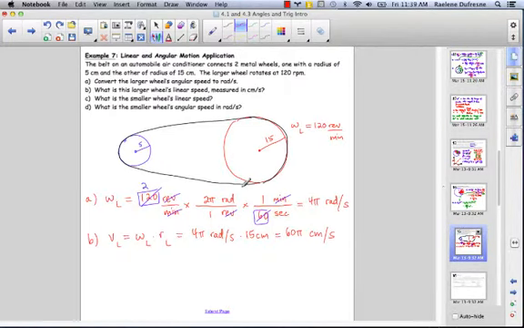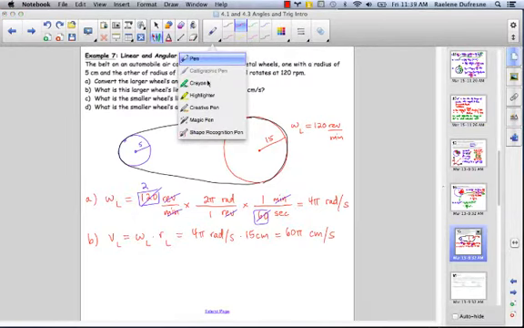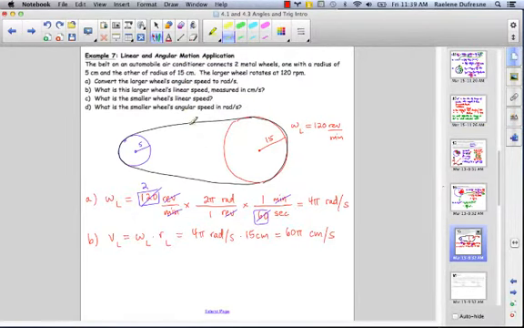Okay, in part C, what is the smaller wheel's linear speed? Well, unlike the ladybug and the gum, which was on the same circle and therefore had the same angular speed, these two wheels are going to have the same linear speed. That is the whole purpose of the belt. The belt, if we were to slice it, would be a straight line or linear distance measured in centimeters. And so because the belt is connected to the two wheels, the purpose of the belt is to force the two wheels to have the same linear speed.